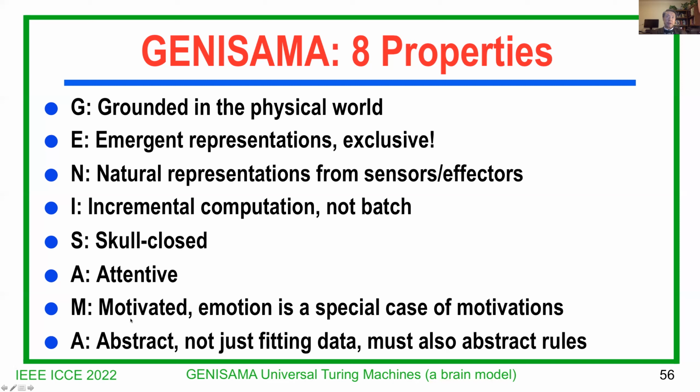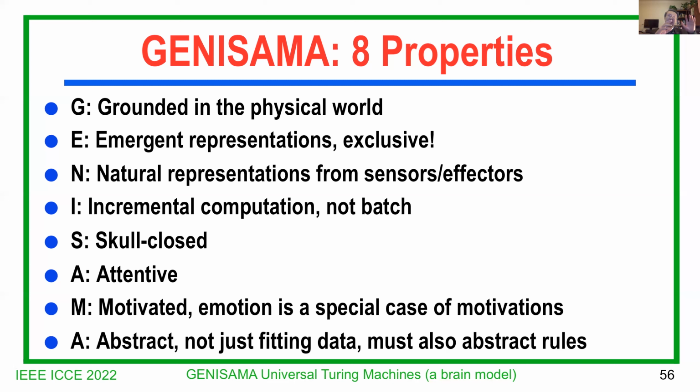Motivated. Emotion is a special case of motivation. A for abstract, not just fitting data. Michael Jordan said that neural networks do not abstract well. And Marvin Minsky said that neural networks are scruffy. They didn't formulate the problem.